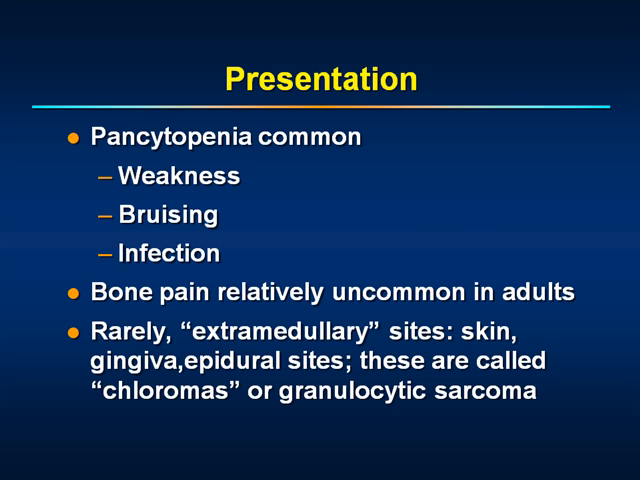The presentation is generally that of pancytopenia, which is quite common, although you can have a high white count with anemia, and thrombocytopenia, weakness, bruising, and infection. Bone pain is relatively uncommon in adults, and rarely there are extramedullary sites such as skin, gingiva, epidural sites, and these are called chloromas or granulocytic sarcomas.